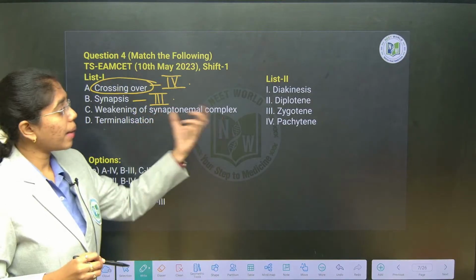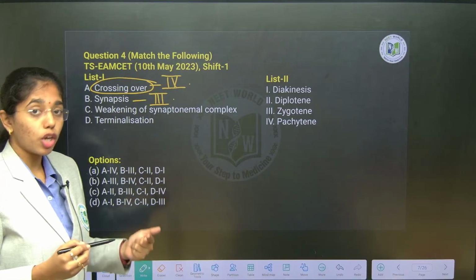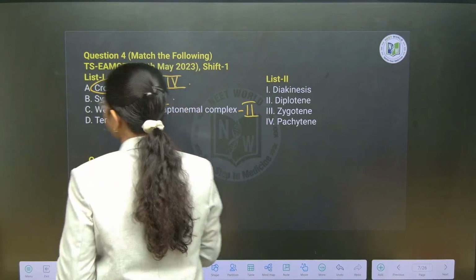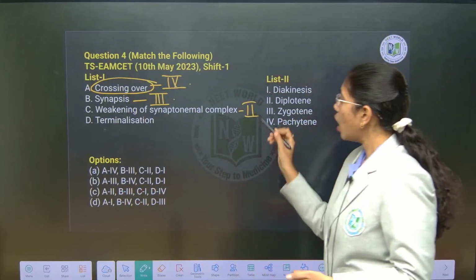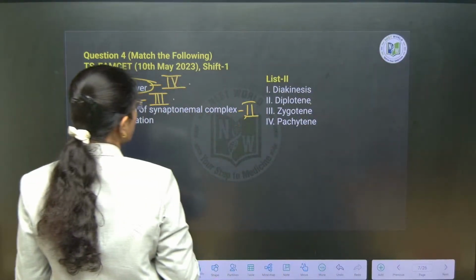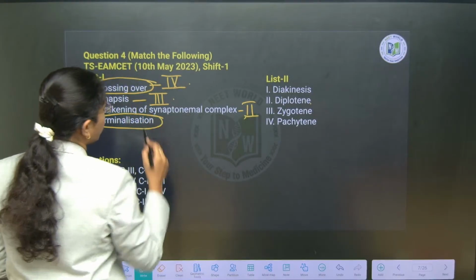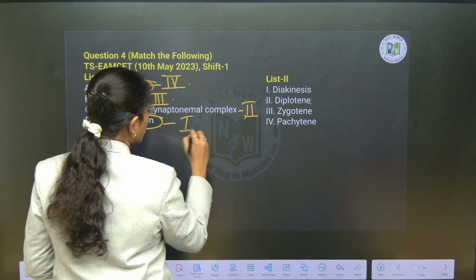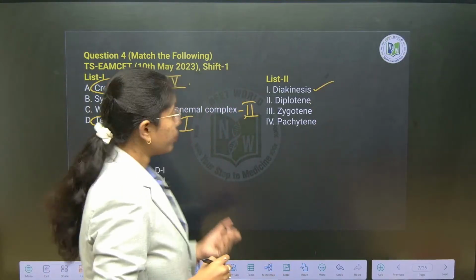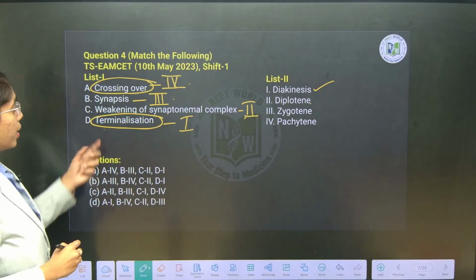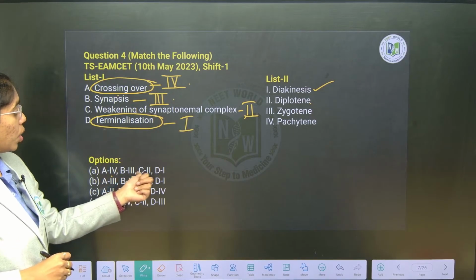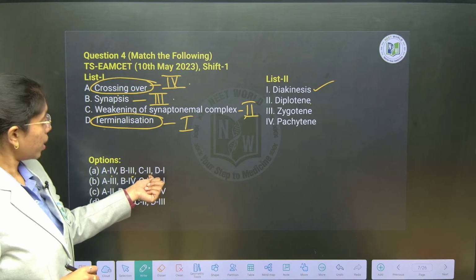Next, weakening or dissolution of the synaptonemal complex is the beginning of the diplotene stage, so this will be option 2. Dissolution or disintegration of the synaptonemal complex occurs in diplotene. Next, terminalization of chiasmata occurs in diakinesis, which is the last substage of prophase 1. If you look at the options in proper order, first crossing over or recombination is in pachytene, so A is 4. Synapsis is in zygotene, option 3. Weakening of the synaptonemal complex is the beginning of diplotene, which is option 2.